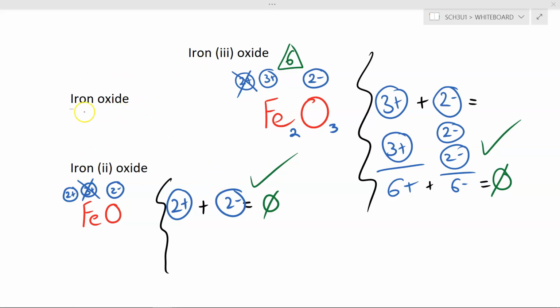If I just gave you the word iron oxide, you wouldn't know which version I'm talking about, because iron 2 oxide will kill you, but iron 3 oxide will kill you faster. So they do have different properties.